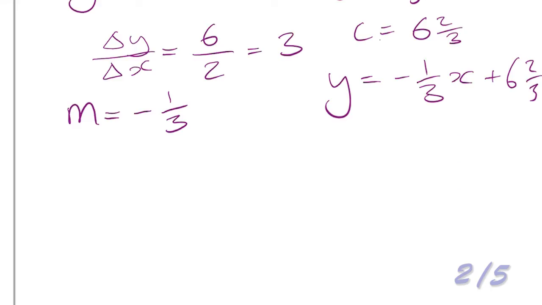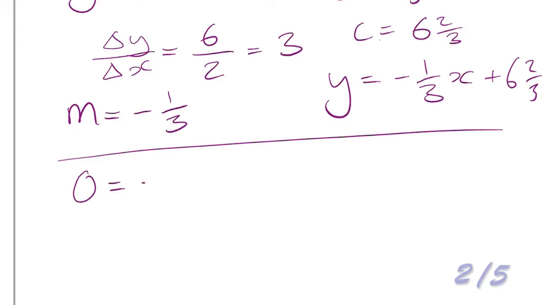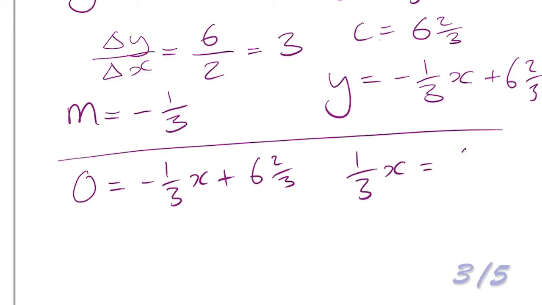And where does that cross the x-axis? Well, it's going to cross the x-axis when y is 0. So, making y equal to 0, we get 0 equals minus a third x plus 6 and 2/3, meaning that a third x, if I move that over to the side, will equal 6 and 2/3. Multiplying everything by 3 will give us x equals, well, 3 6s are 18, 3 times 2/3 is 2, so that gives us 20.